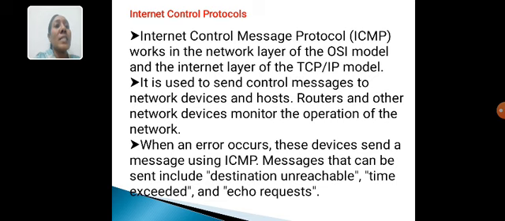Internet Control Message Protocol. ICMP works in the network layer of the OSI model and the internet layer of the TCP/IP model. It is used to send control messages to network devices and hosts. Routers and other network devices monitor the operation of the network. When an error occurs, the devices send a message using ICMP. Messages that can be sent include destination unreachable, time exceeded, and echo request.